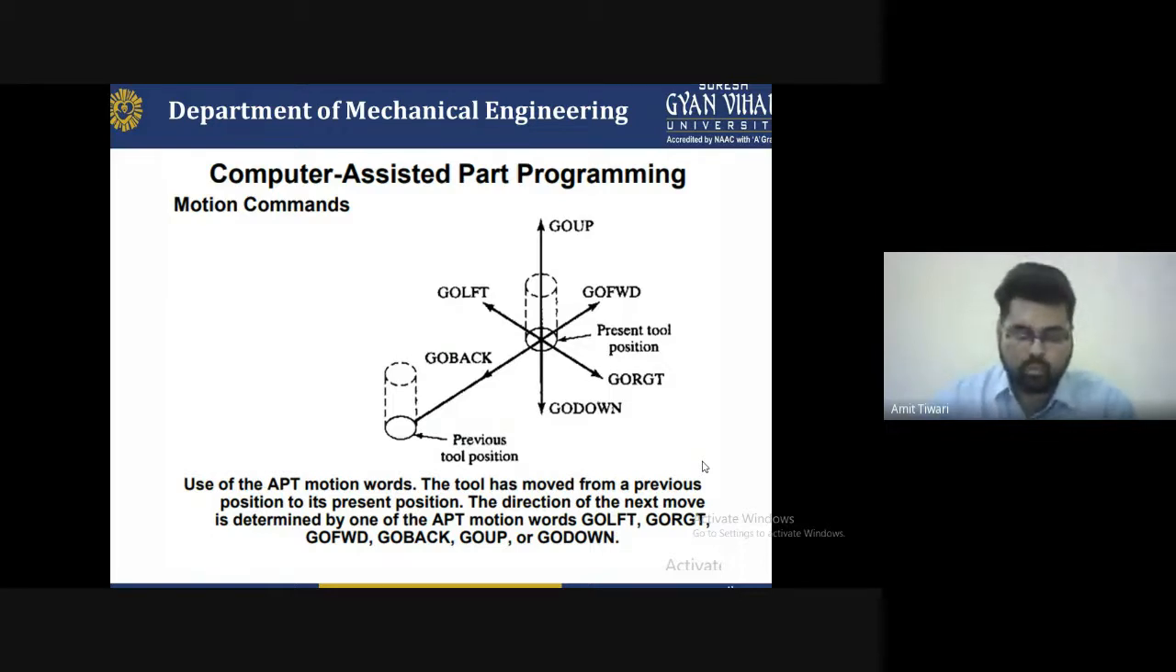So at that time, we can say automatic programming technology, APT, that means automatic programming tools, moves the words, and the tool has moved from the previous position to the present position, and the direction of the next move is determined by APT. These are motion words, with which the series for that particular tool will be obtained easily and smoothly.